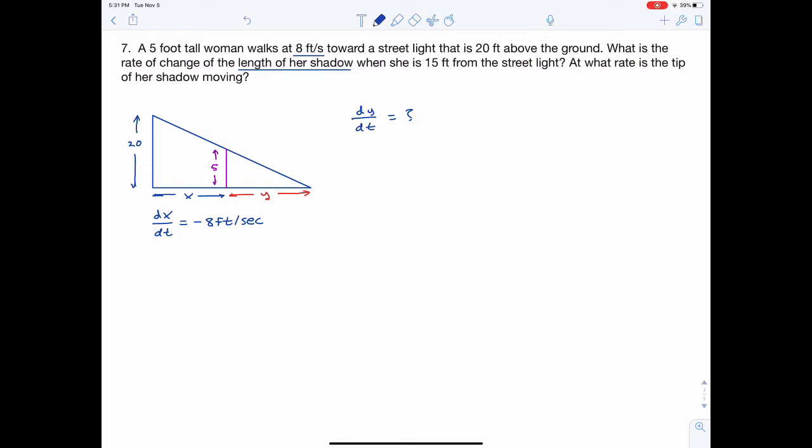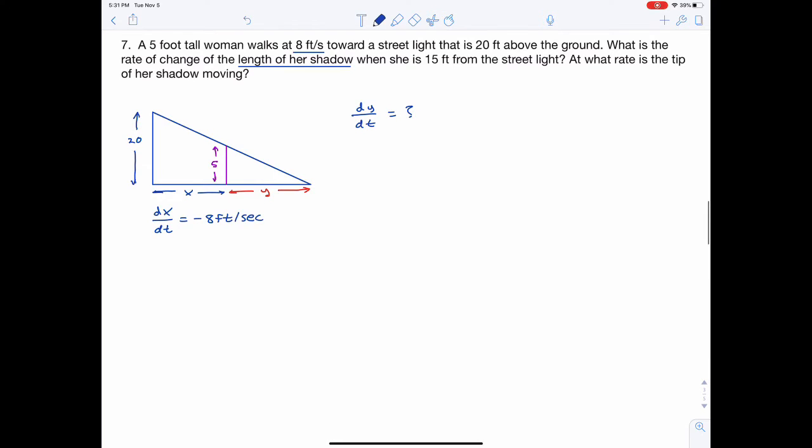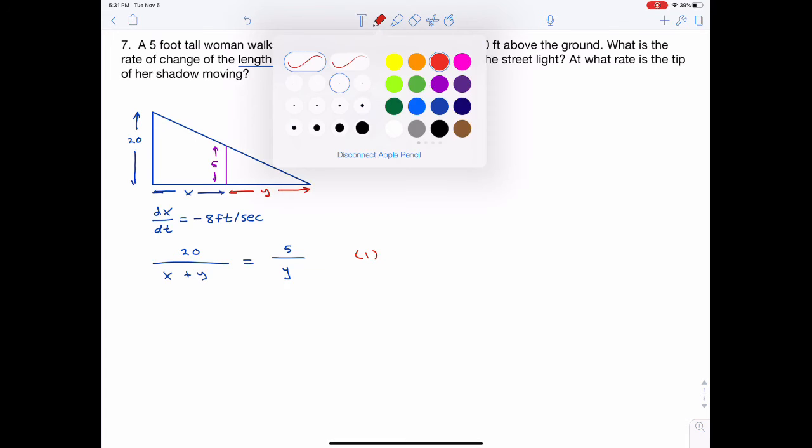So I'm going to take care of question number 1. Question number 1 again is, what is the rate of change of the length of her shadow, which I've defined as y. So I'm going to need an equation that relates x and y. In this case, I'm going to use similar triangles. I'm going to say that the big triangle, 20, is to x plus y, as the small triangle, 5, is to y. I'm going to number these so it's easier to refer to. I'm going to call this equation number 1.